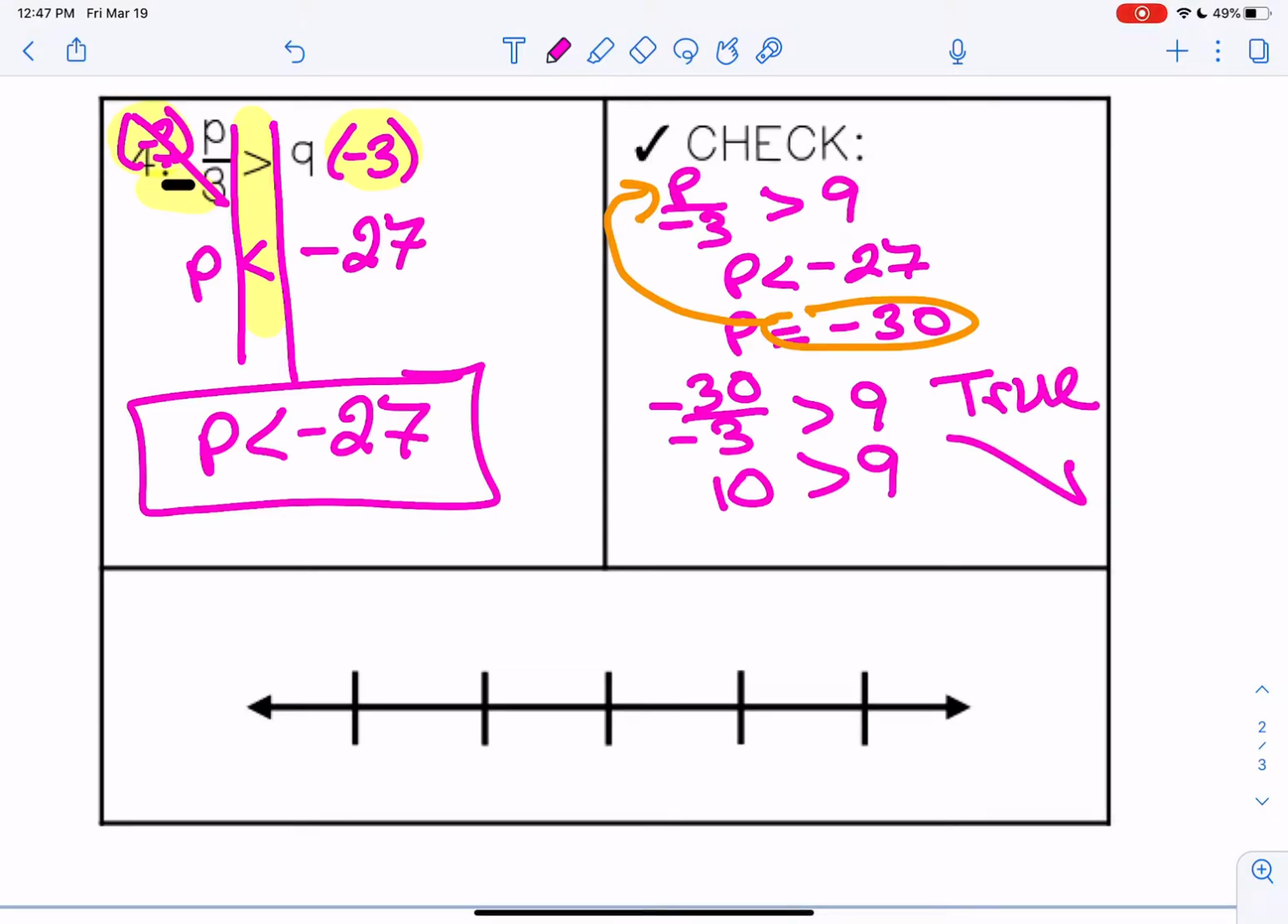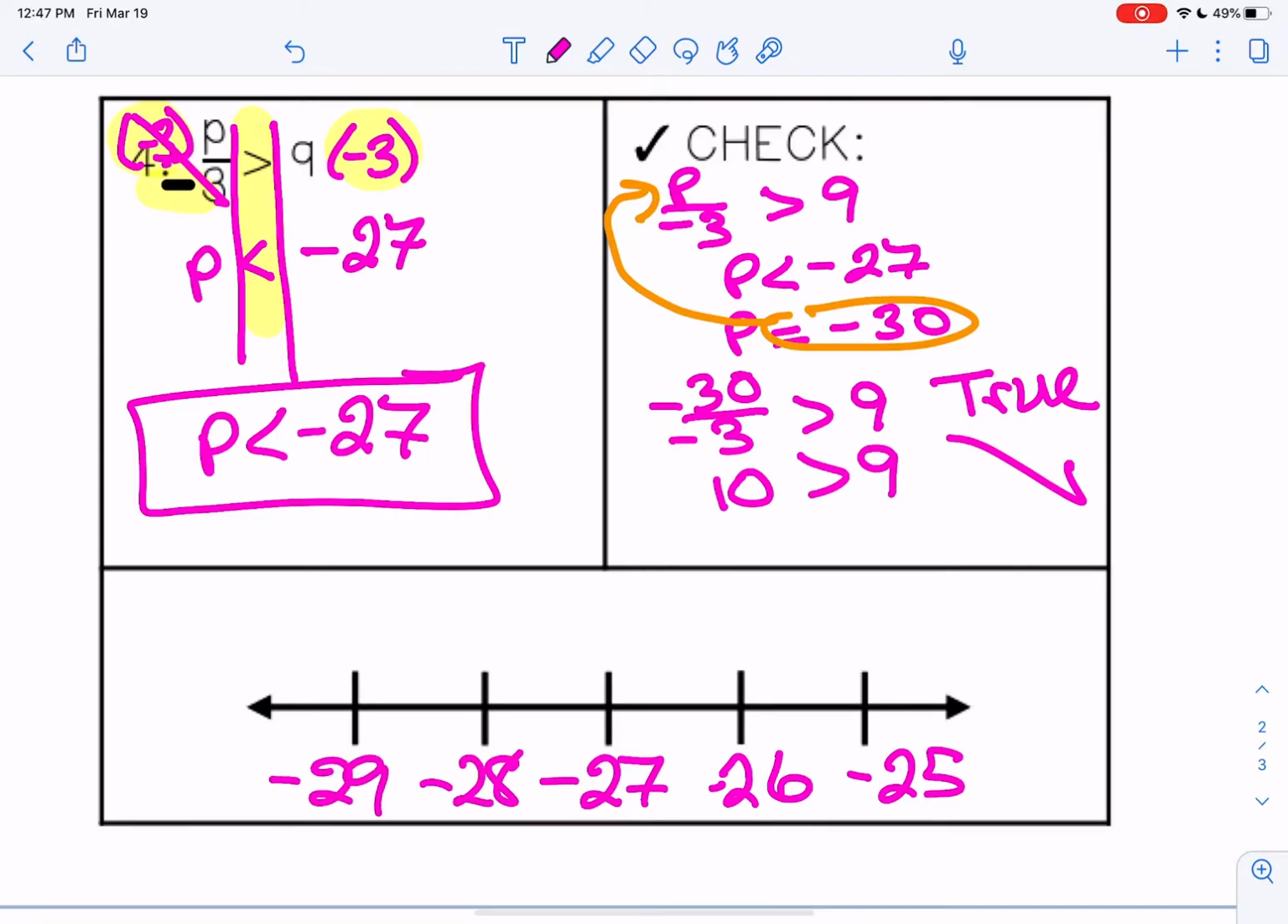Now all I have to do is graph. The answer goes in the center. Put in a couple that are bigger, a couple that are smaller. Put your bubble on the answer. Once again, this symbol doesn't have an equal sign attached, so the bubble stays empty. And Pac-Man is eating the negative 27s. That means P is smaller than negative 27, and I'm going to point my arrow in the direction of all the numbers smaller than negative 27.